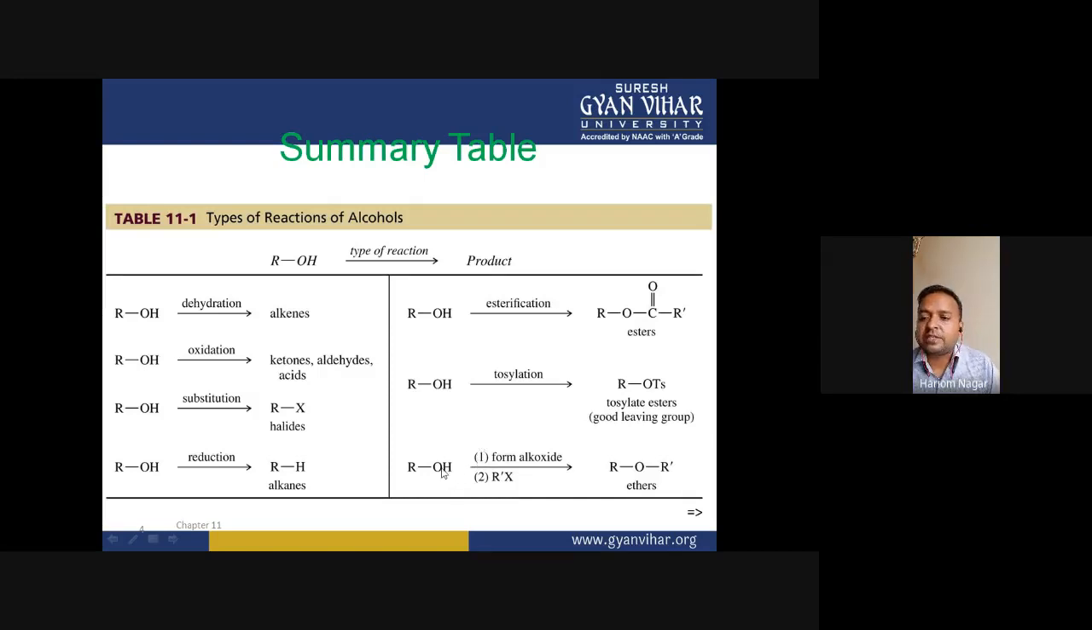Okay, and in this reaction we carry out the reaction between alcohol and alkyl halide, RX, where X means halide, or R dash means alkyl group. So by the reaction of alcohol and alkyl halides, there is the formation of ether as a product, and this is called the Williamson ether synthesis reaction. Okay.